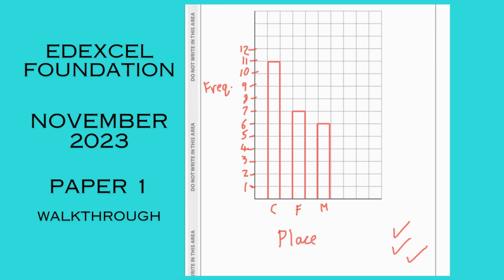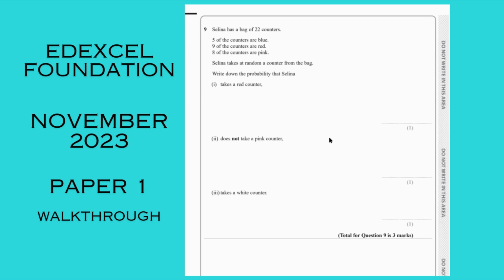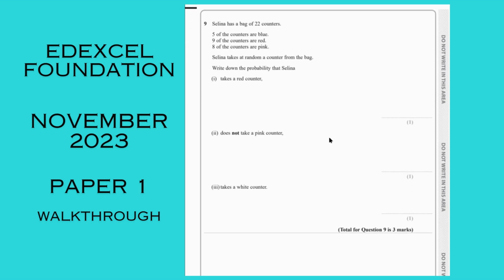On to question 9. Simple probability, although it looks wordy, it's not that bad. So, probability of taking a red. 9 are red out of the 22 counters. Done. Does not take a pink. So as we can see, pink is 8, so it's the other 14. It's 14 out of 22.